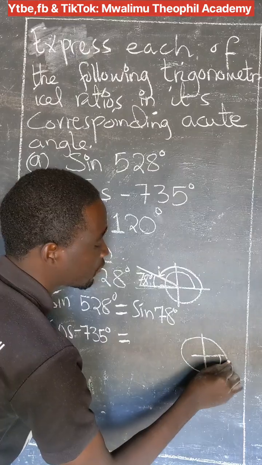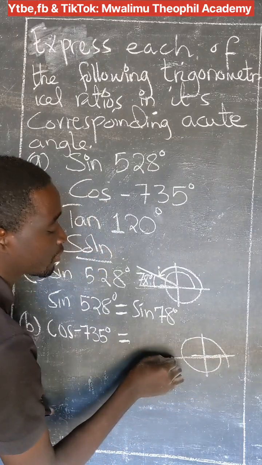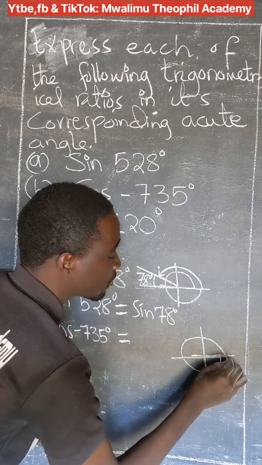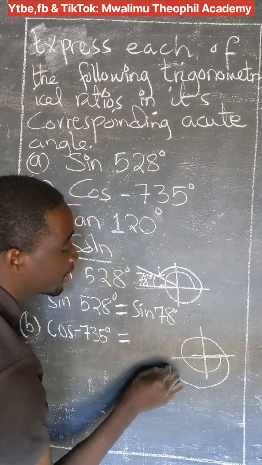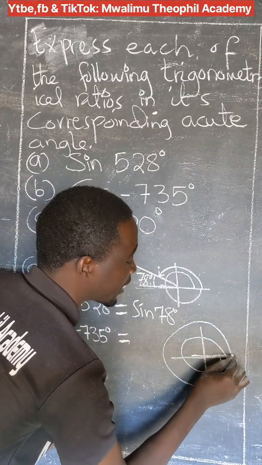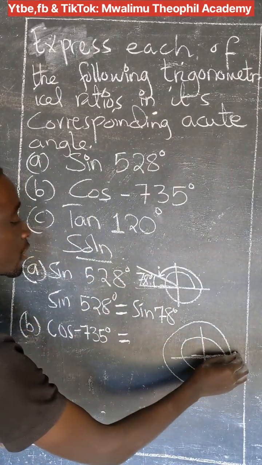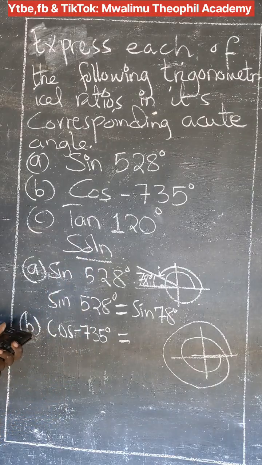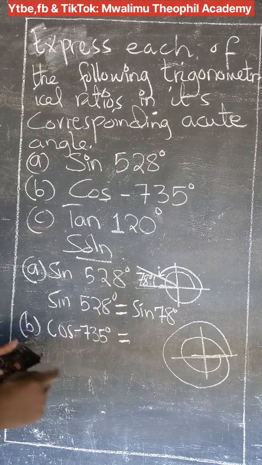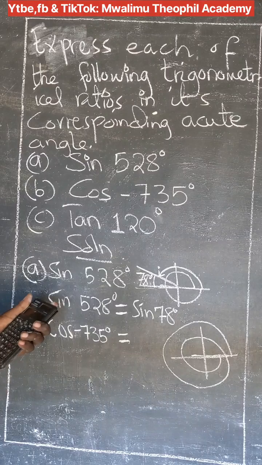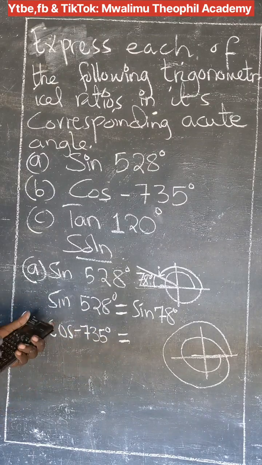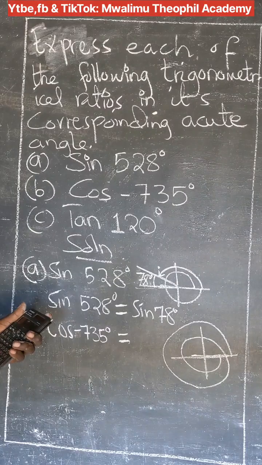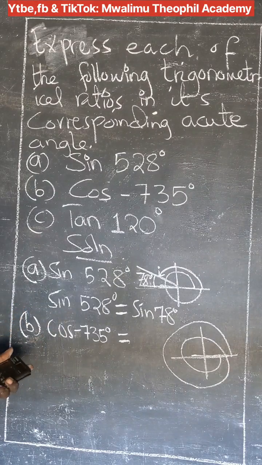The first full turn goes from here up to here, and then a second full turn again. So what are we left with? Two full turns is equal to 720. Now we subtract it from 735, assuming it is not negative. 735 minus 720, you get 15. Now we are left with 15 degrees.